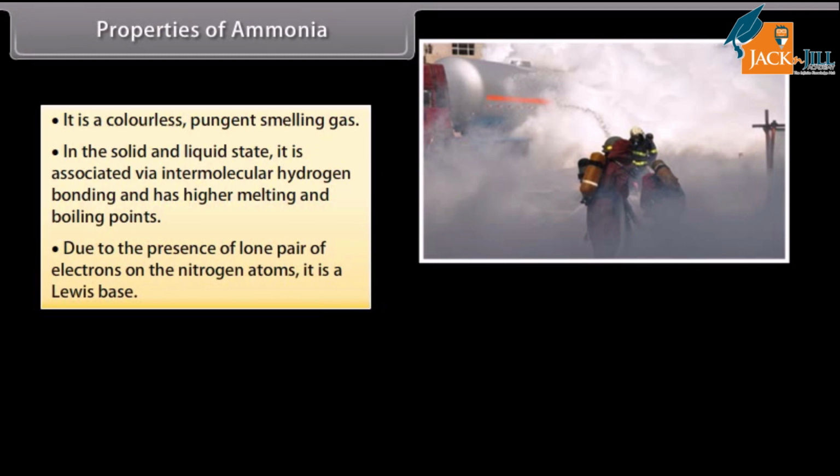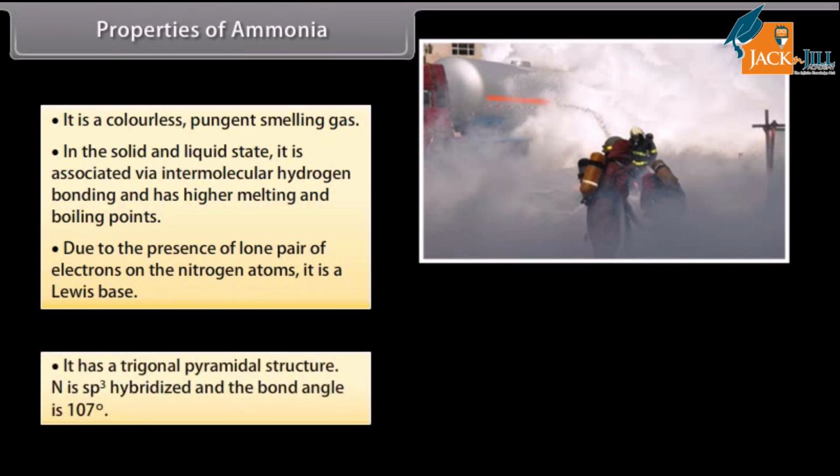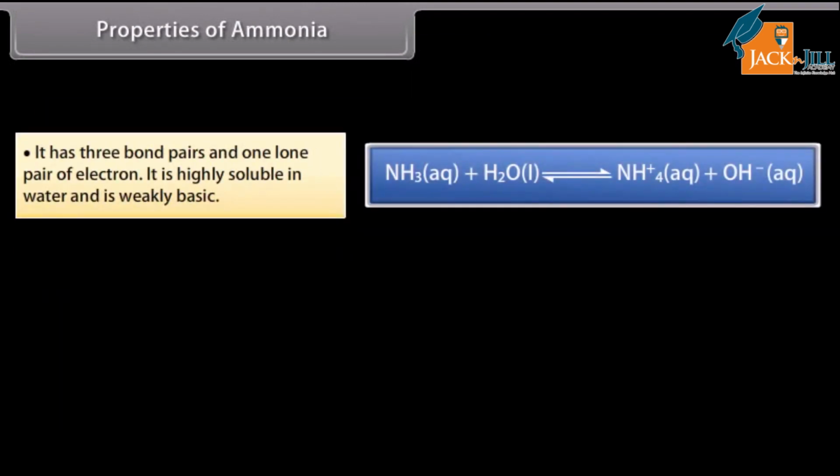Due to the presence of a lone pair of electrons on the nitrogen atom, it is a Lewis base. It has a trigonal pyramid structure. N is sp3 hybridized and the bond angle is 107 degrees. It has 3 bond pairs and 1 lone pair of electrons.